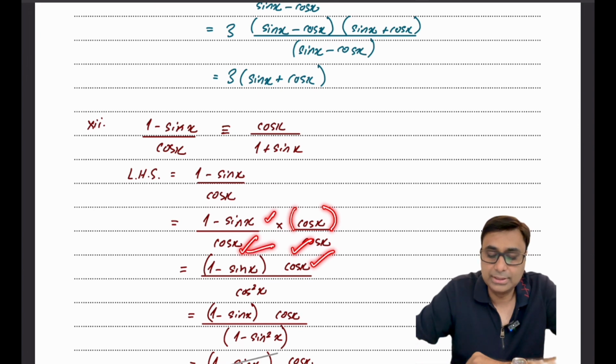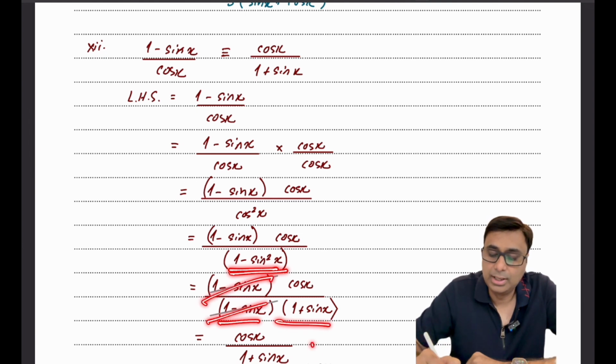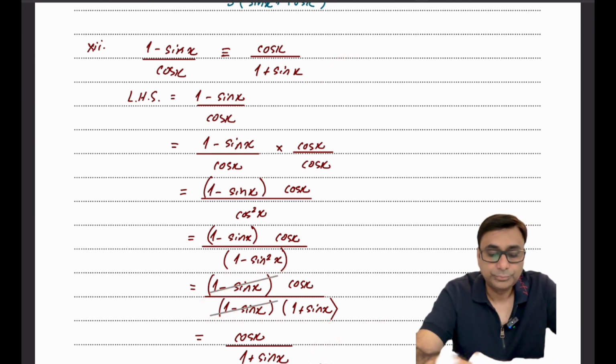So this cos x and this cos x multiply to cos square x. I can use the identity and write it down as 1 minus sine square x. Then I can use a factorization formula and split it up into two factors. One factor cancels out, and this comes out to be exactly what you had to prove.